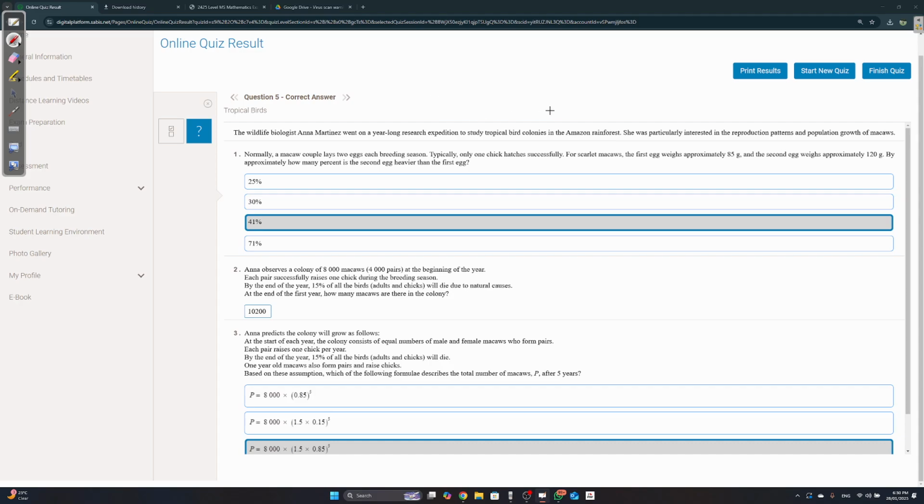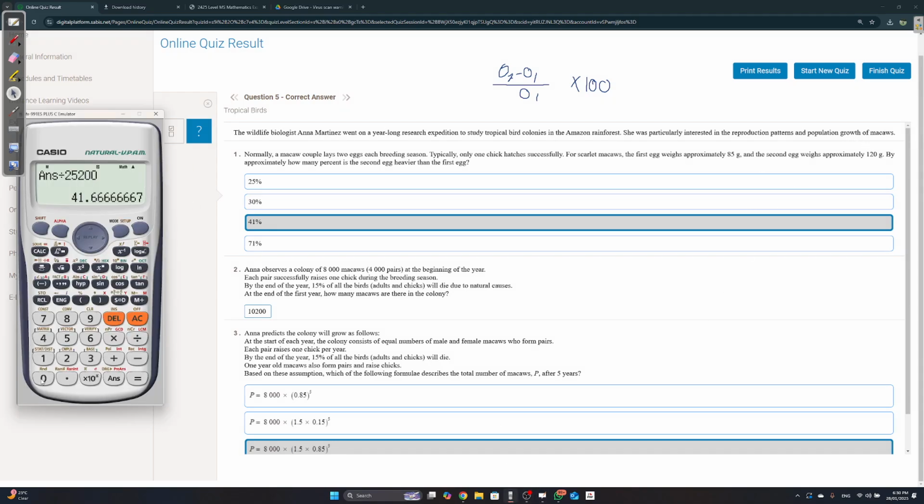If you want to find how much larger something is by percentage, you subtract object 1 from object 2, and you divide it by object 1. Okay? And then obviously times 100 for the percent. This is the rule to find how much larger by percent something is. So 120 minus 85. It's larger by 35 grams.